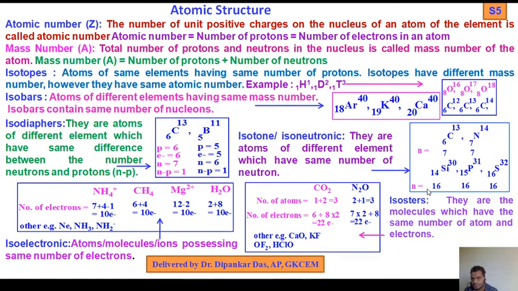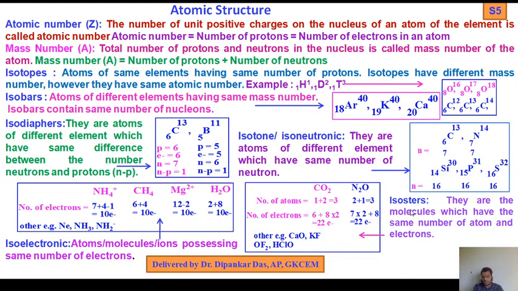Here the number of neutrons in all these isotones equals 16. In case of silicon 16, in case of phosphorus 16, in case of sulfur 16, because 30 minus 14 is 16, 31 minus 15 is 16, 32 minus 16 is 16. In case of carbon and nitrogen also, they possess the same number of neutrons. That means they are isotones.